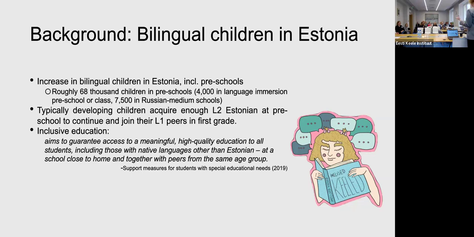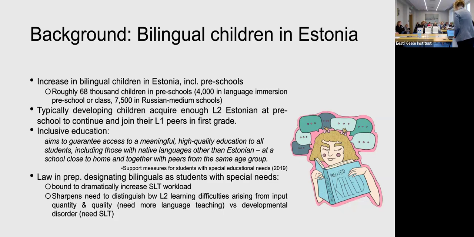So the basic principle is that bilingual children and monolingual children should be studying together. This, of course, should be the ideal language learning context for bilingual children. And it also means that children with various sorts of impairment will be in the group as well. Now, the law that's currently in preparation also designates bilingual students as students with special needs, which is bound to increase the workload of speech and language practitioners.